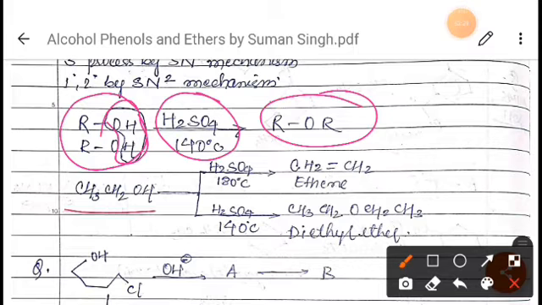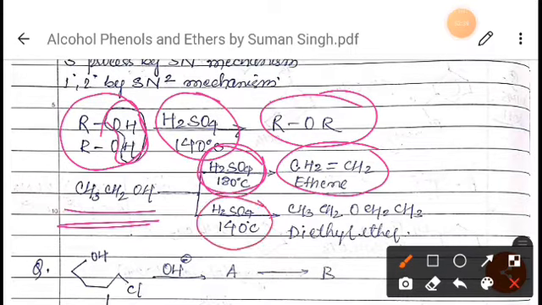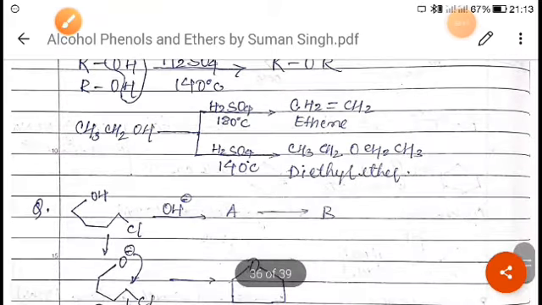But again, you will see in this case, when we are using H2SO4 at 180 degrees Celsius, at that time we are getting ethene, right? But when we are using 140 degrees Celsius, at that time we are getting ether. So always remember that in this type of reaction, when we are preparing ether from alcohol with H2SO4, if the temperature is below 140, then it will not form ether properly, if it is above 140, then it will form ethene, and when it is exactly 140 degrees Celsius, at that time it will form dimethyl ether, or it will form ether, right?